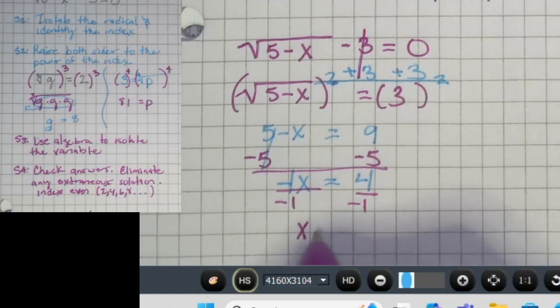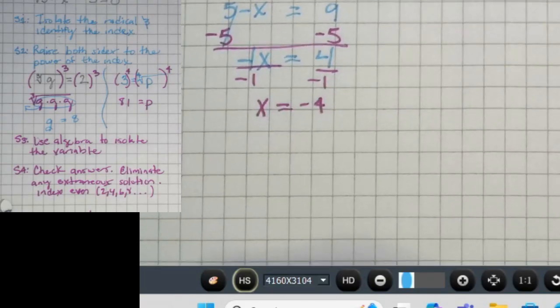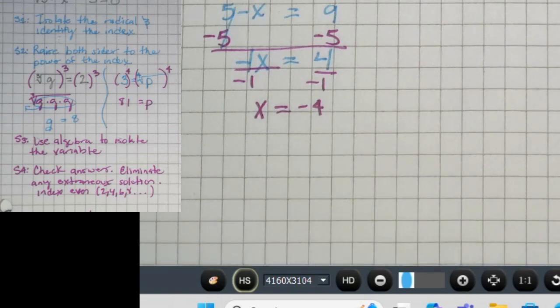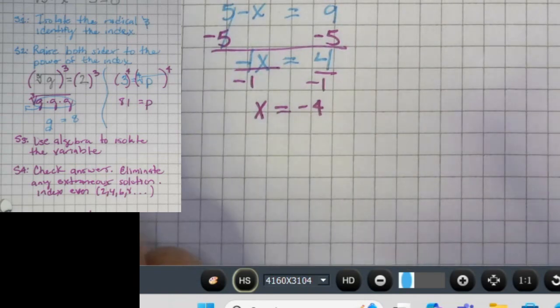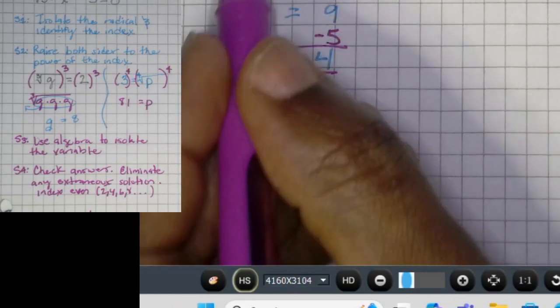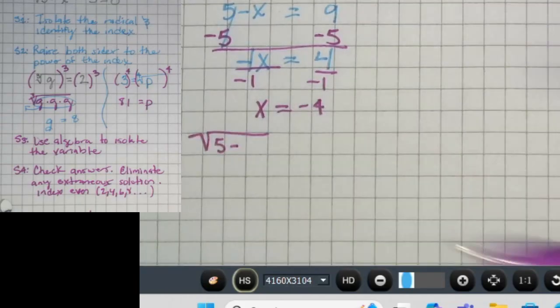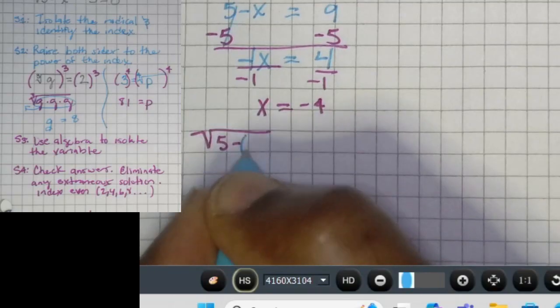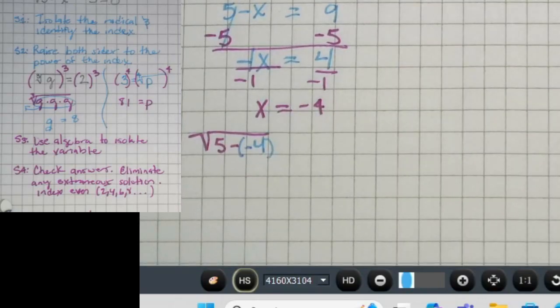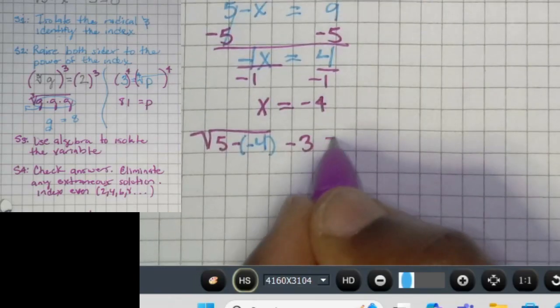And we're left with x is equal to negative 4. Now, we need to find out if this is an extraneous solution, or does it satisfy the equation. Let's see. Well, plug that negative 4 into your original equation. So the square root of 5 minus negative 4 minus 3 equals 0.